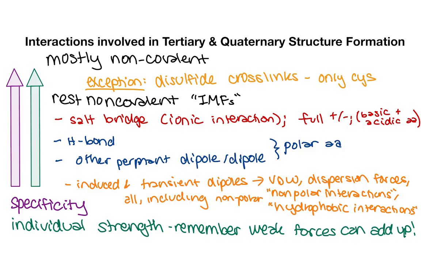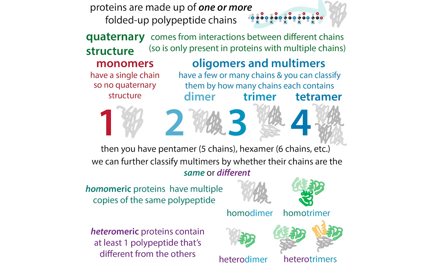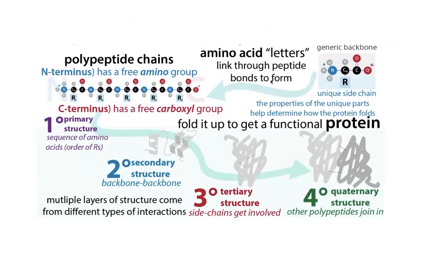And then sometimes proteins are made up of multiple chains, in which case we can talk about quaternary structure, which is going to be interactions that happen between the different structures, as well as also the whole overall structure itself if you have multiple chains. That's when we're talking about things like oligomers and multimers and all that good stuff. So let's dive in. So remember, tertiary structure, this is going to involve our side chain interactions.